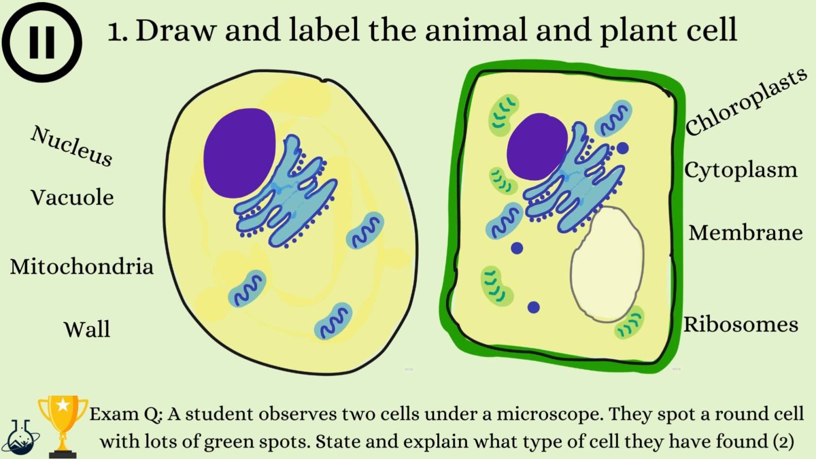Pause the video here and take the time to draw and label the animal and plant cells. Make sure your labelling lines clearly join up to the organelle you are labelling. If you need a bit of extra help, you can replay the video and label your diagrams as you go. And if you finish, try the challenge.